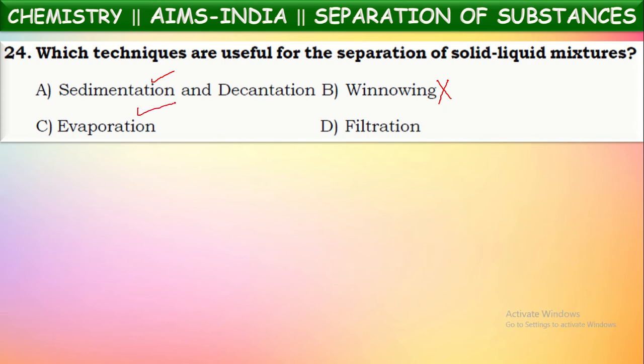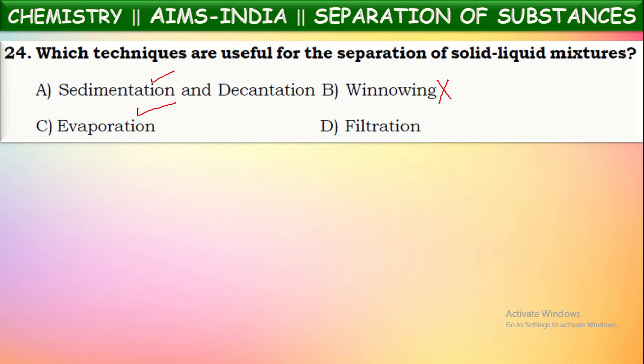What about next, filtration? Where do we use this filtration? Filtration is used for the separation of insoluble solid substances from the liquid. For example, sand and water, let us take once again. Sand can be separated from the water by pouring the mixture through a porous material like filter paper. What happens then? Pure water will come down and will be collected into another container. Sand will remain in the filter paper.